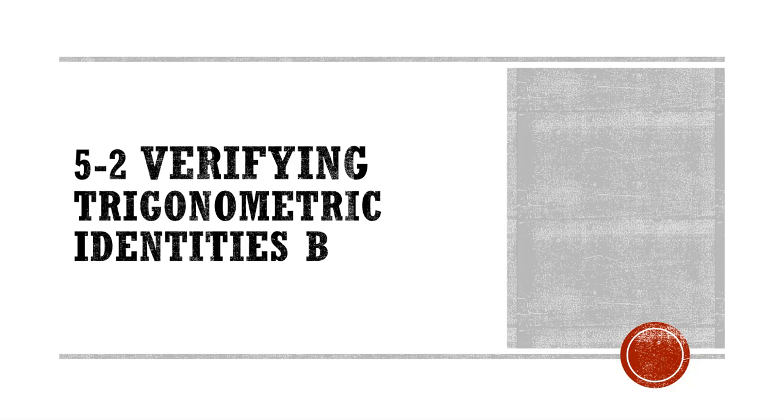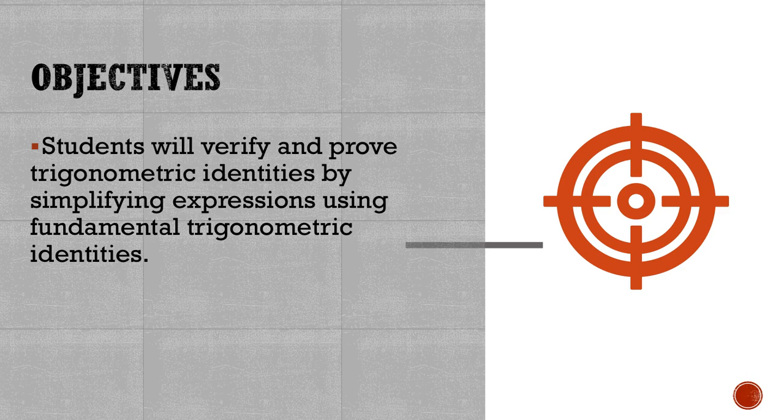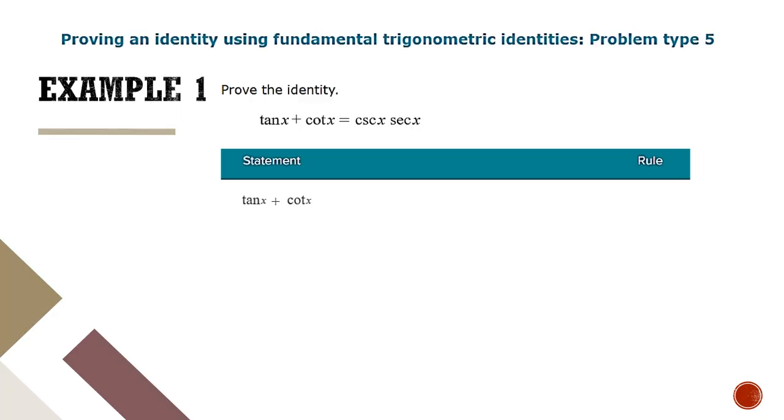Hello and welcome. This is Chapter 5, Section 2, Verify Trig Identities, Part B. So we're going to continue what we did yesterday, but it will be a little bit more lengthy than before. We're going to add in a couple of new skills that we haven't used yet.